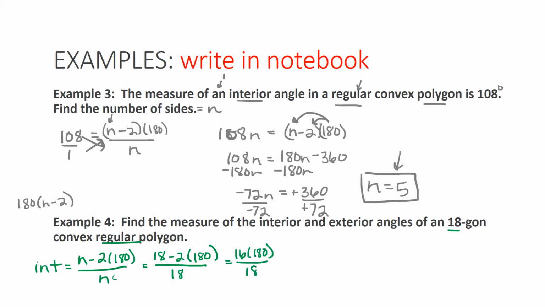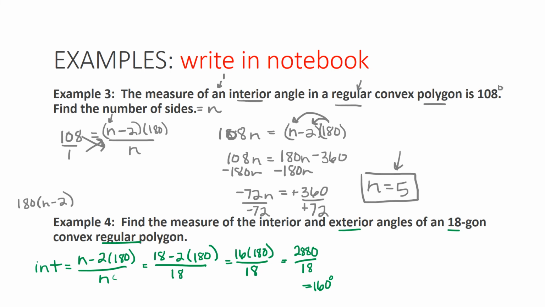16 times 180 is going to be, if I type that in my calculator real quickly, I can just type that all in one. So 16 times 180, press equals, and that's going to give you 2,880. And then in your calculator, without even having to write this down, you could just type divided by 18, and you should get back the answer of 160 degrees. So that tells me in a regular 18-sided polygon, every single inside angle is going to equal 160.